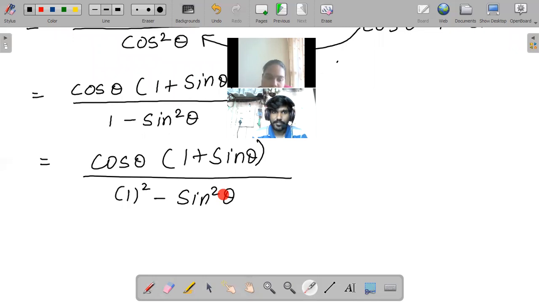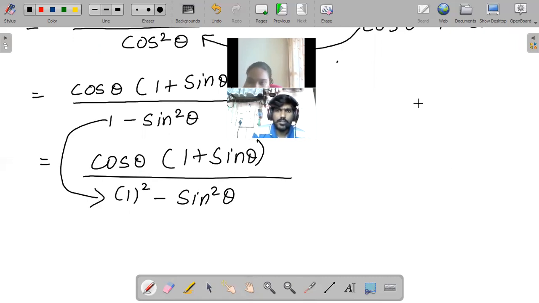But why did you square? I did not square it. I had just written 1 as 1 square, because what is the square of 1? Oh, yeah. Okay. 1 square is 1 itself. So I just replaced 1 with 1 square. Okay, fine. Now the denominator becomes of the form a square minus b square.